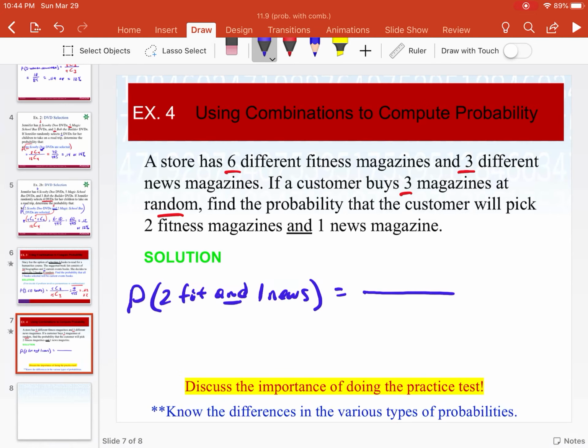All right, you're back. Well, I hope that you thought about the fact that we're doing 3 magazines. So the total is going to be 3 magazines out of how many? 6 and 3, right? 9. So we're doing combinations because they're random groups. Okay. So combination of 9, pick 3. Yes? Awesome. I hope so.